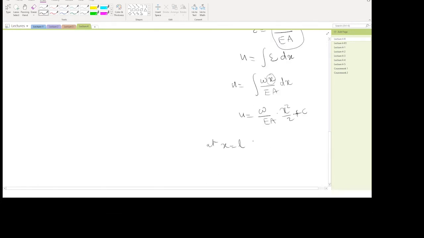So x is equal to L. This will give me u is equal to 0. And if u is equal to 0 at this point, I'm just going to substitute x equal to L, and I will find the value of c in there. All right. So 0 is going to be w over EA multiplied by L squared divided by 2 added to c.